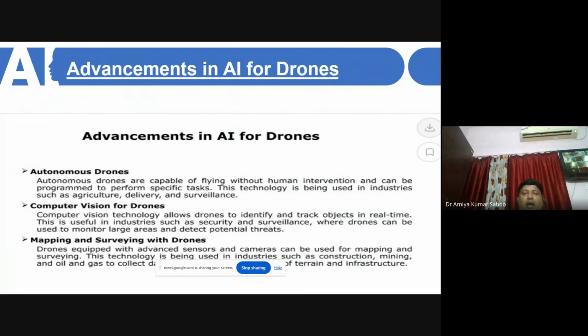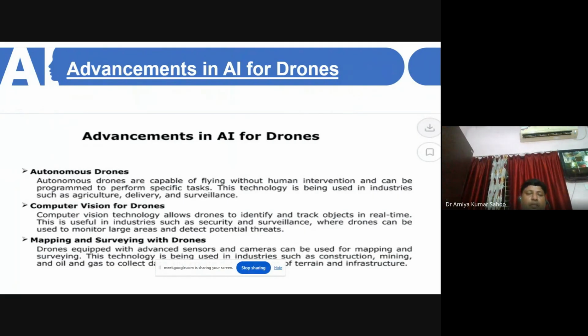Now, how AI advances drone technology. Autonomous drones are capable of flying without human intervention and can be programmed to perform specific tasks. This technology is used in industries such as agriculture, delivery and surveillance. In previous slides I have already given you the idea of where it is applied.